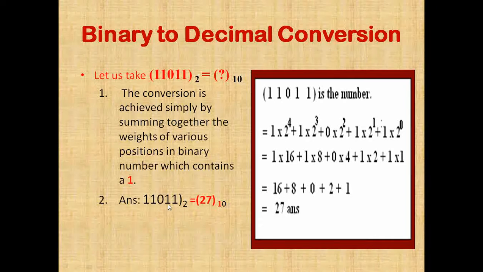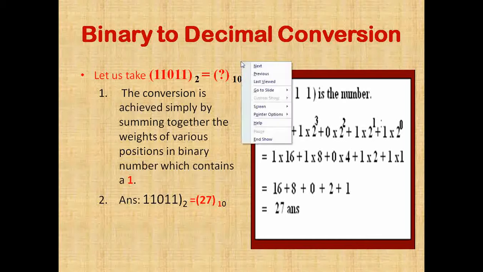So the same number, when we convert it into binary form and then from binary back to decimal form, comes out to be 27. So in this way you can cross check your conversion also. So this is how we can convert a decimal number to its binary equivalent, and then from binary to its decimal equivalent.